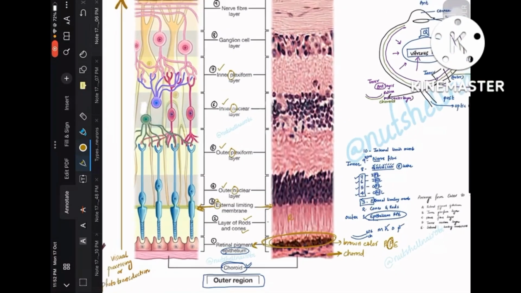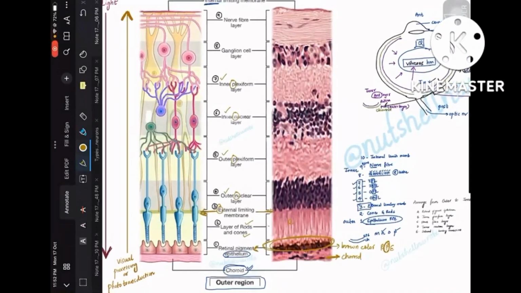See here guys, there are 3 zones in this histology diagram which are dark blue in color. These dark blue ones are the nuclei of cells. So the first dark blue layer is the outer nuclear layer, the next dark blue layer is the inner nuclear layer, and the third dark blue layer is the ganglion cell layer. So the nuclei of the cells are colored blue, right? That's why the outer nuclear layer, inner nuclear and ganglion cells are blue in color on the histology. So you can identify like that also.